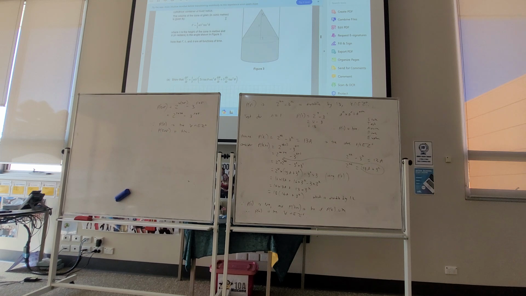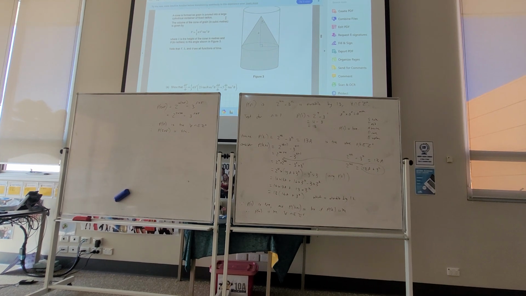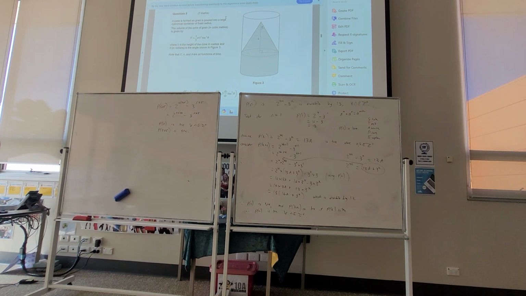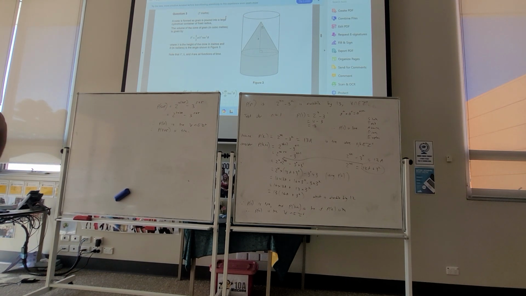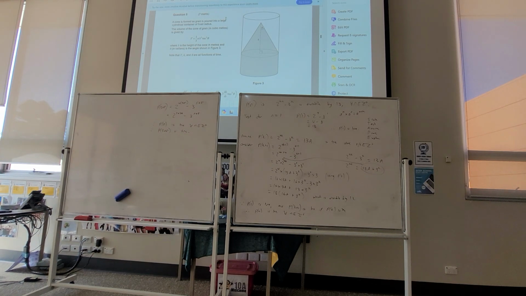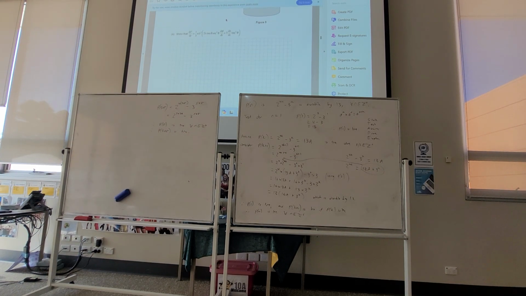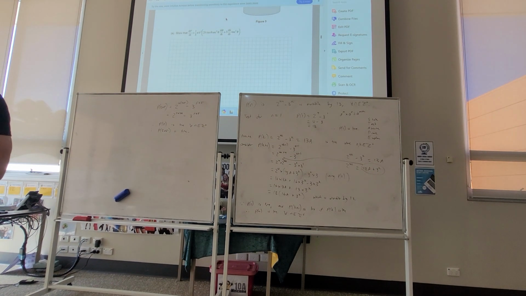So question 5. A cone is formed as grain is poured into a large cylindrical container of fixed radius. The volume of grain in cubic meters is given by this equation, where h is the height of the cone in meters, theta is in radians. Note that V, h, and theta are all functions of time. So we have 3 variables, the volume, the height, and the angle. Show that dV on dt is this.